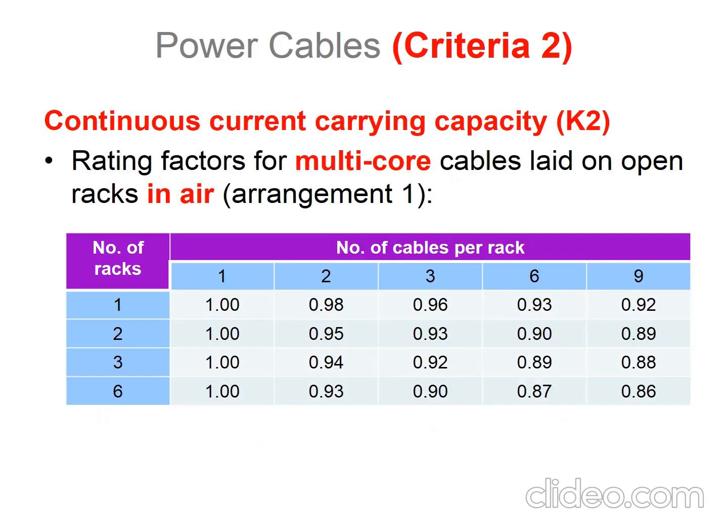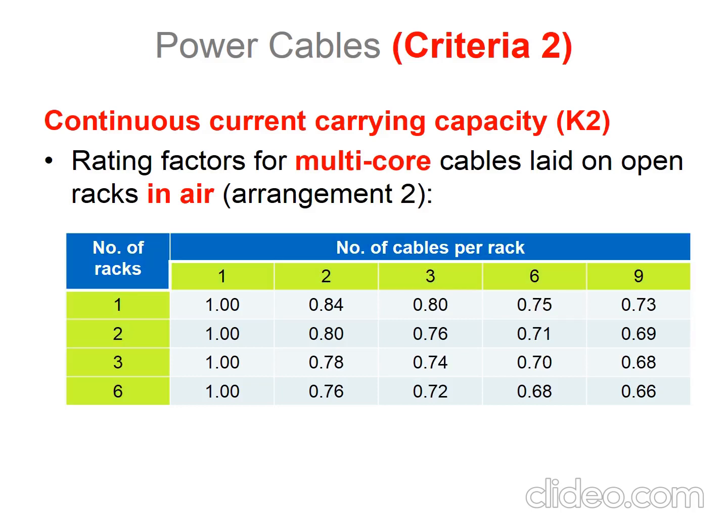So this is the rating factor for multi-core cable laid on open rack in air for arrangement 1. Arrangement 1 has gaps, right? So we can see here the number of racks is 1 and the number of cables per rack is 1, so the factor is 1. If the number of racks is 1 and the cables per rack is 2, the factor is 0.98. That is how we read the rating factor for multi-core cable.